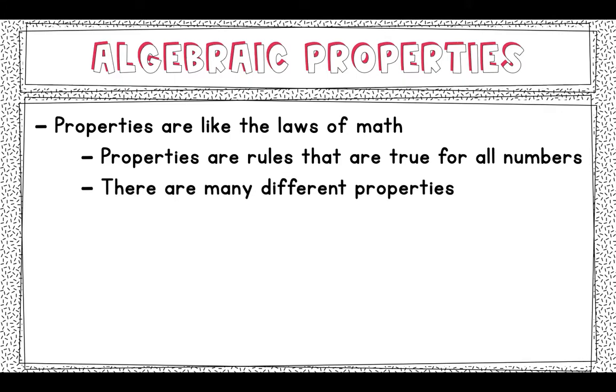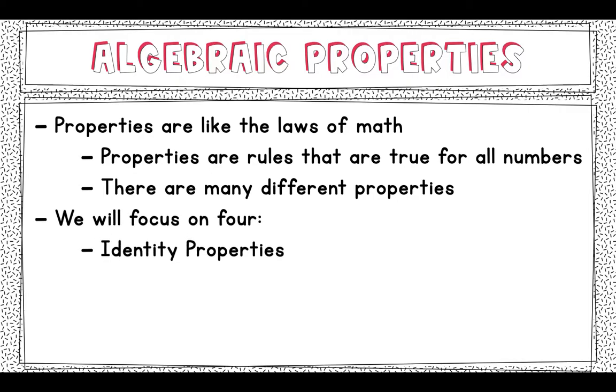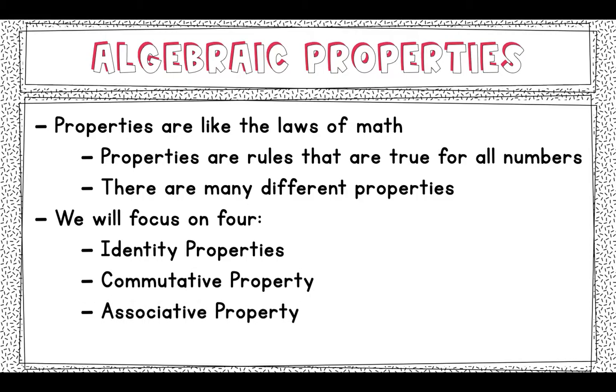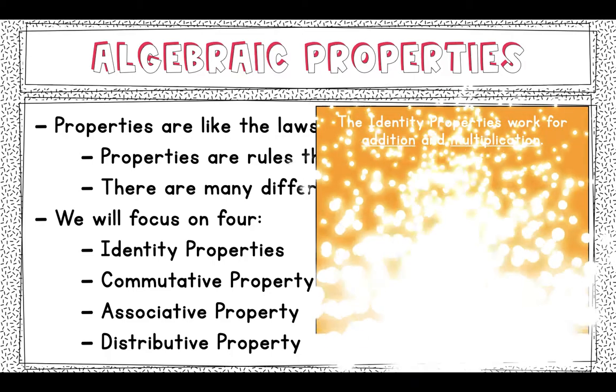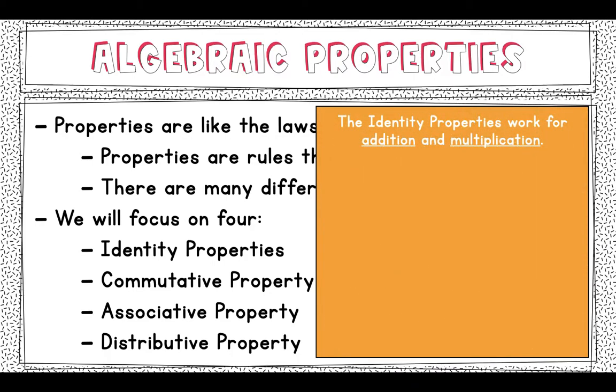There are many different types of properties, but today we're going to focus on 4. Those are the identity properties, the commutative property, the associative property, and the distributive property. You probably actually already know the identity properties. These are true for addition and multiplication.